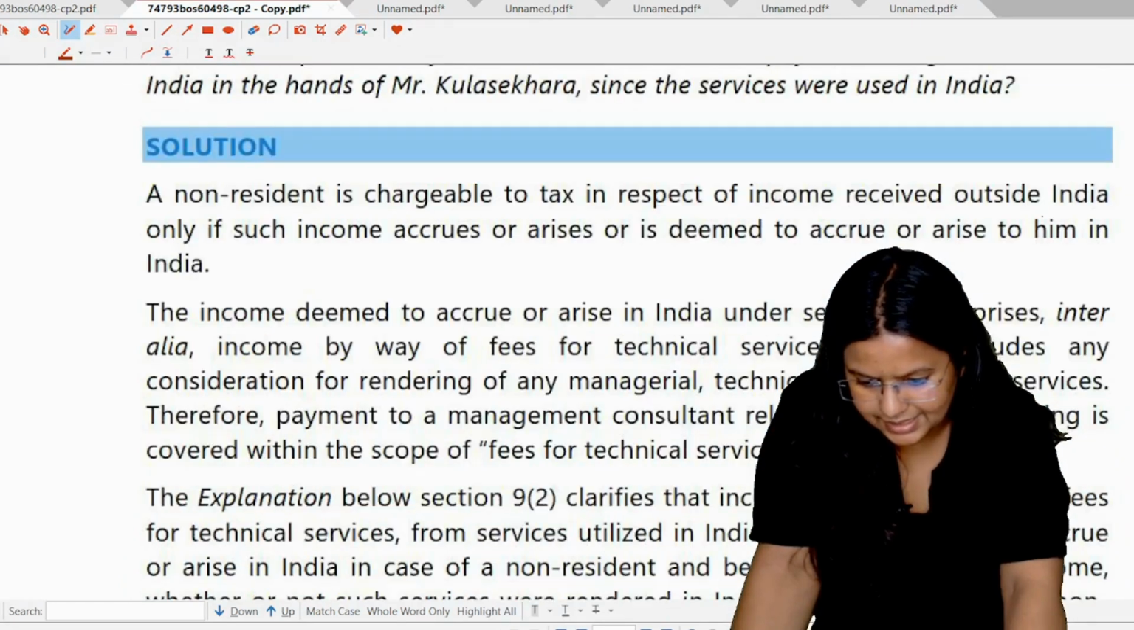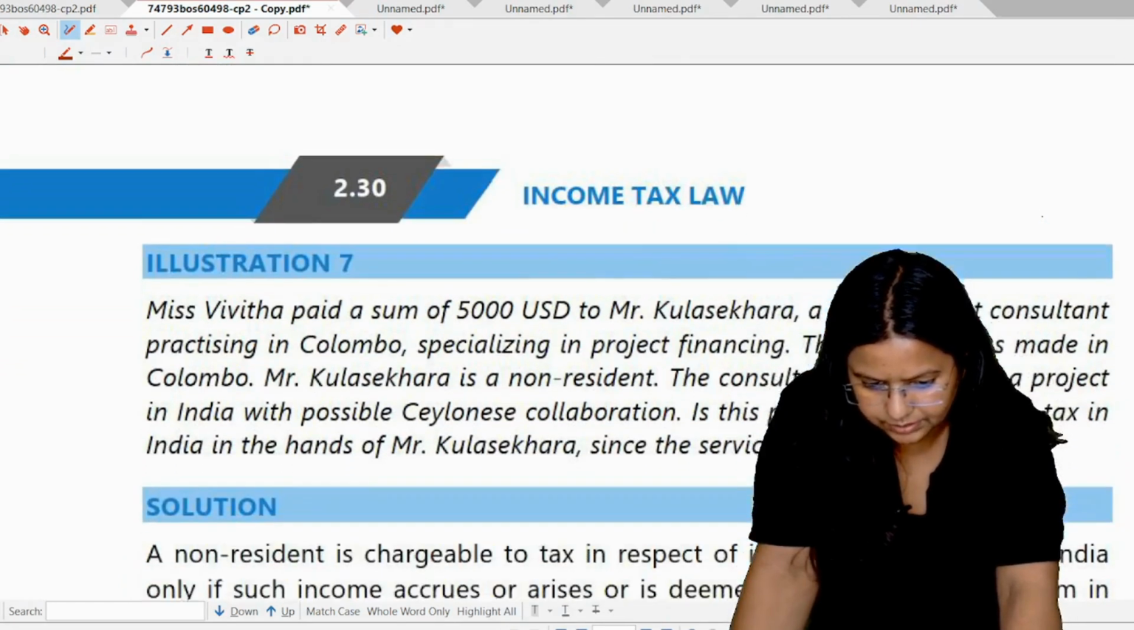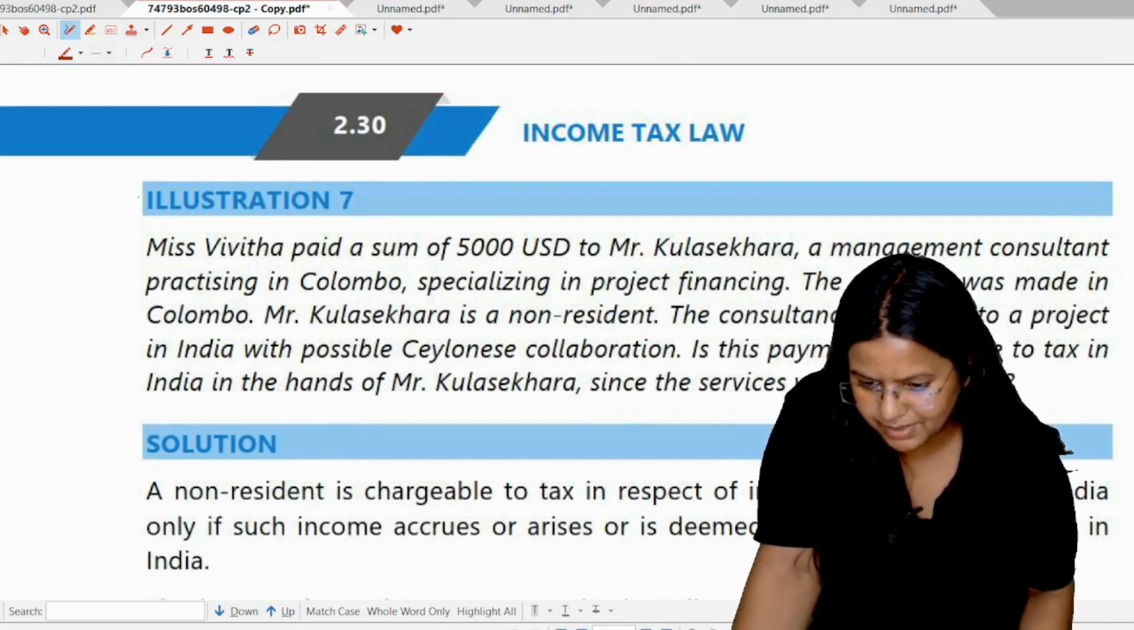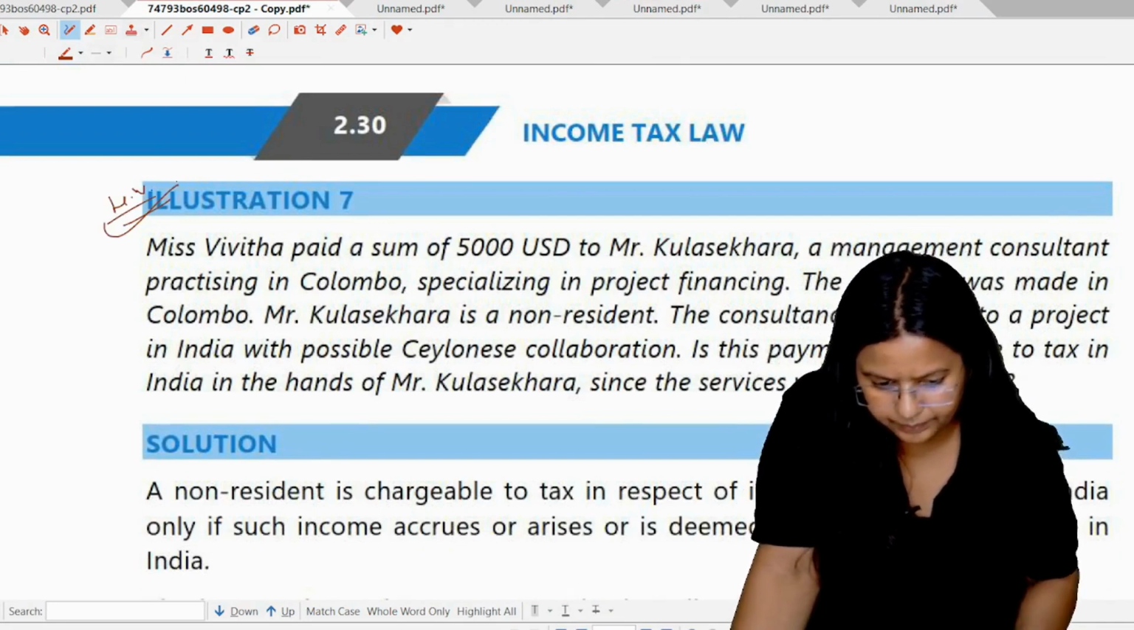So next is illustration number 7. Students, illustration number 7 is your homework. Okay.